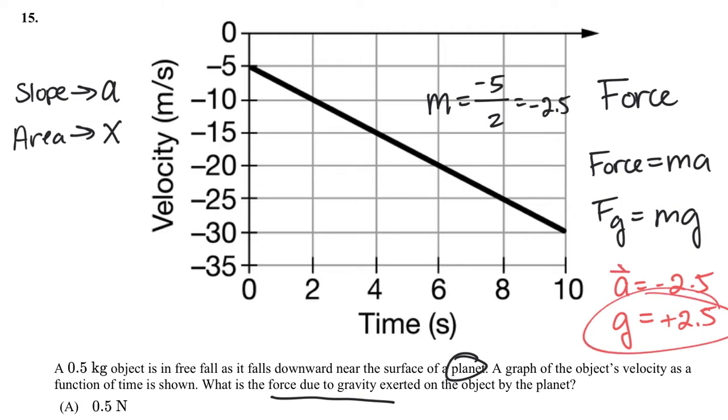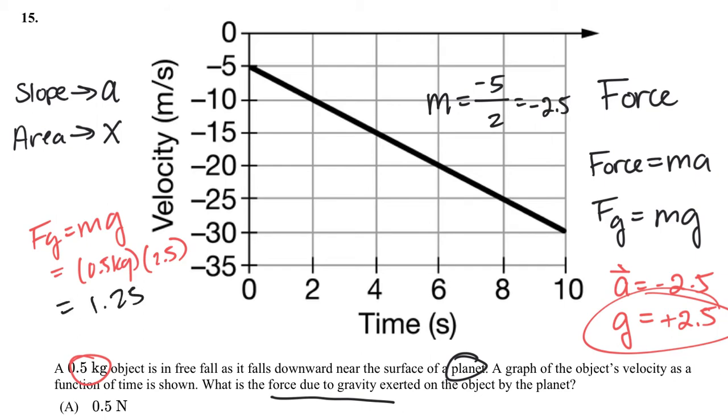So let's go on to g. We're going to use F of g equals mg. I know that my mass is 0.5 kilograms. It's given to me. My gravity is 2.5. So 0.5 times 2.5 is going to be 1.25. So 1.25 is going to be letter B.